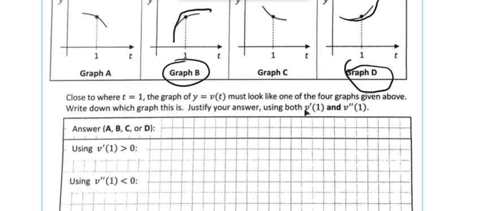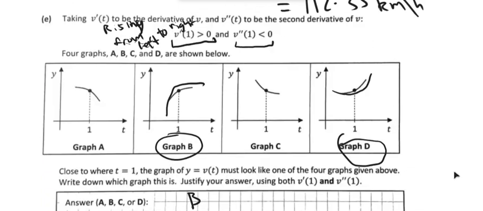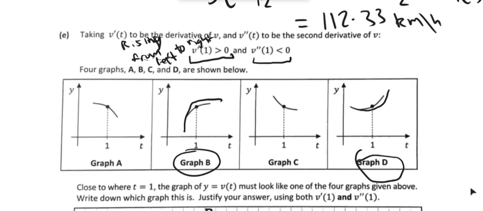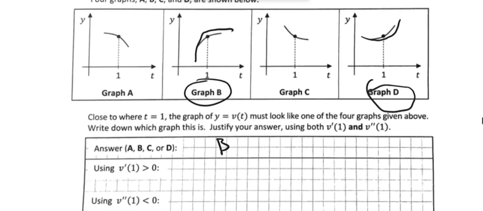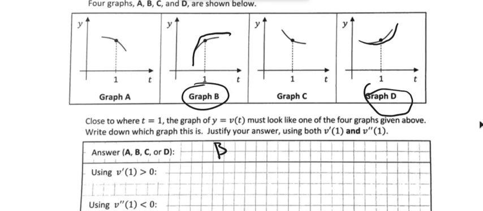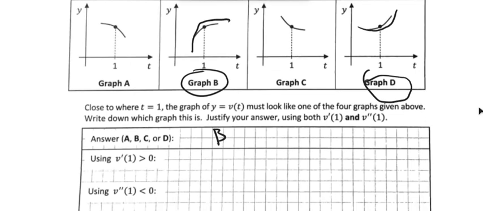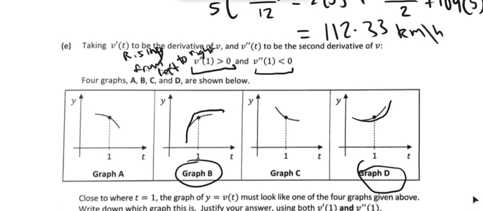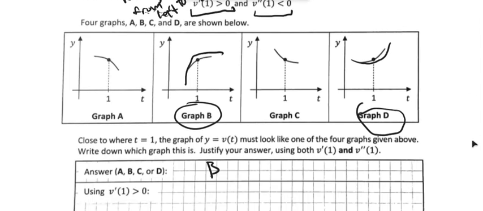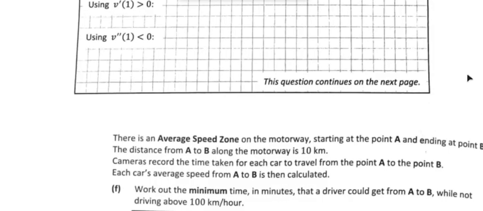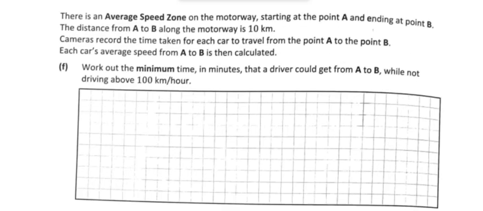So write down which graph this is, B, and then justify your answer using both derivatives. I won't bother writing it in here because I've written it up there already. In the first bit, you just have to write that it tells us it has to be rising from left to right. And then the second bit, the second derivative is less than 0, it has to be bending upwards at that point. So the maximum has to be a local maximum at that point. And that's all you need to say for part E.